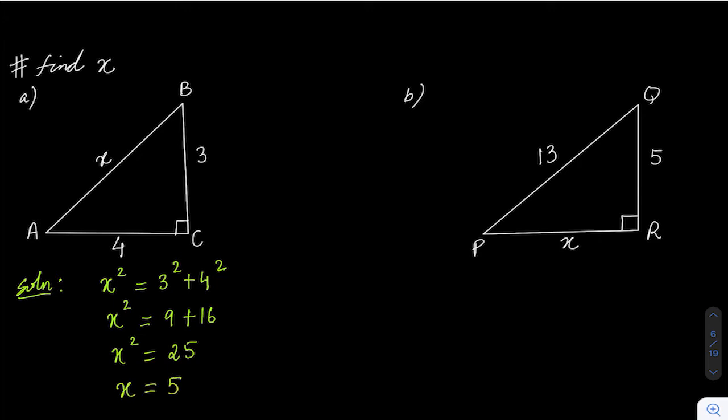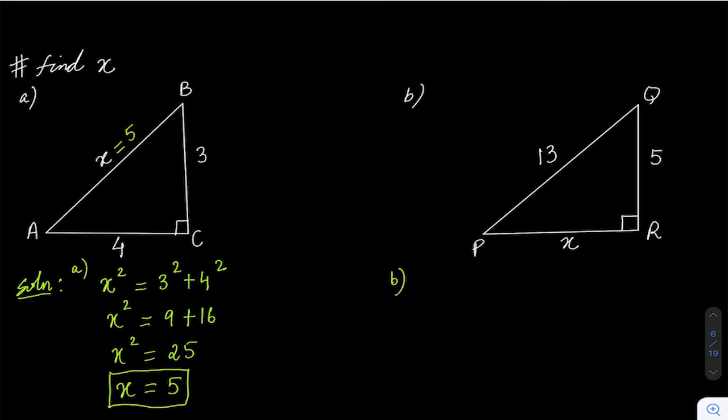Now obviously x will be plus or minus 5, but as x is the side of a triangle, it cannot be negative. So I am taking only the positive answer, x equal to 5, and neglecting x equal to minus 5. But just remember, if x square is equal to 25, then x is plus 5 and minus 5; we will get two answers. Anyways, my x in this case is going to be 5. So let's try the B part now.